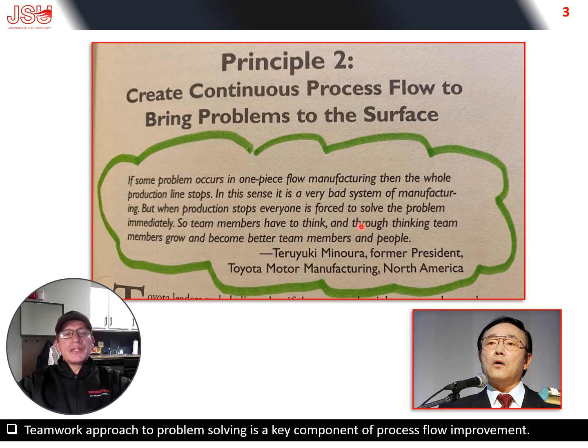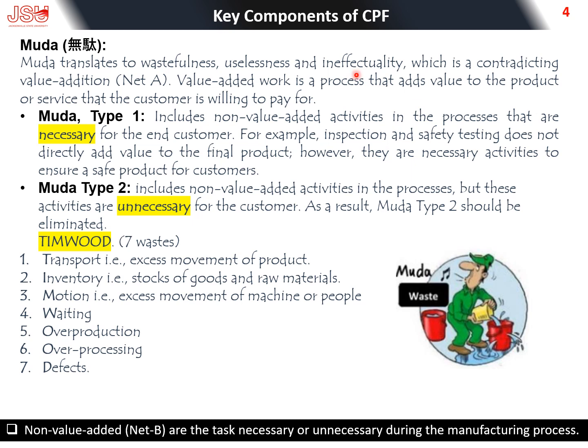This statement from Minoru San gives us an insight of what a one process flow is, but also how to identify and find problems in the manufacturing line. Teamwork approach to problem solving is a key component of the process flow improvement. Key components of continuous process flow.